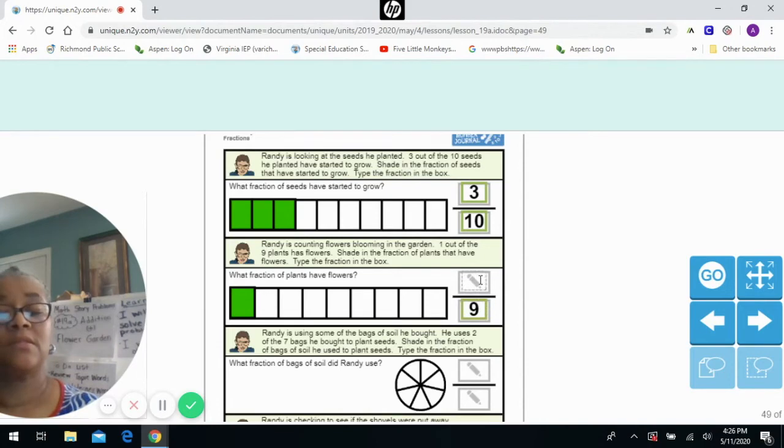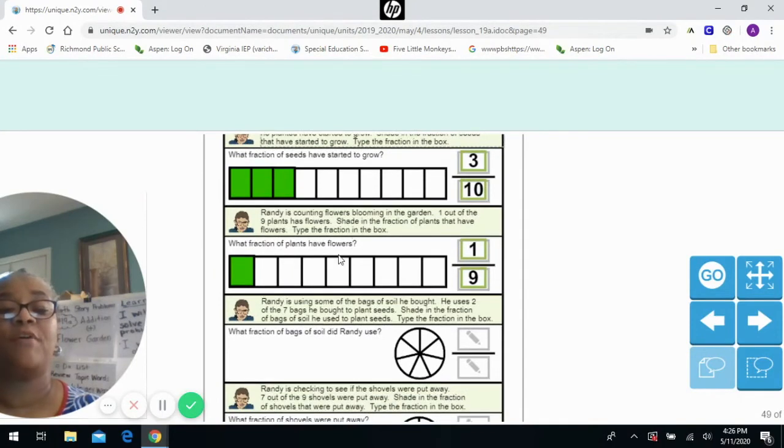It is 1. Very good. Now, remember we were talking about the different ways to represent a fraction? Now here's a fraction circle. Randy is using some of the bags of soil he bought. He uses 2 of the 7 bags he bought to plant seeds. Shade in the fraction of bags of soil he used to plant seeds. Type the fraction in the box. What fraction of bags of soil did Randy use?